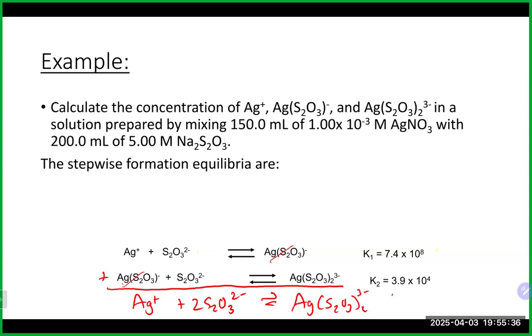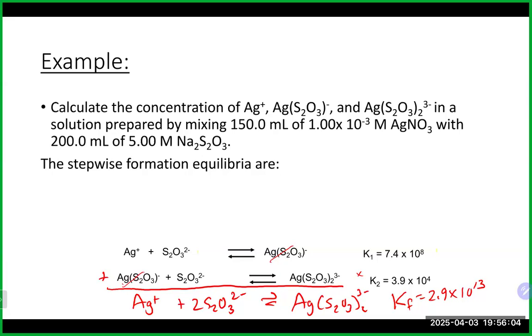Now, if we wanted the K value for this, we can basically multiply our two K values, and that would get us something like 7.4 times 10 to the 8 times 3.9 times 10 to the fourth, and we'll call it about 2.9 times 10 to the 13. First up, any questions on that part of it?